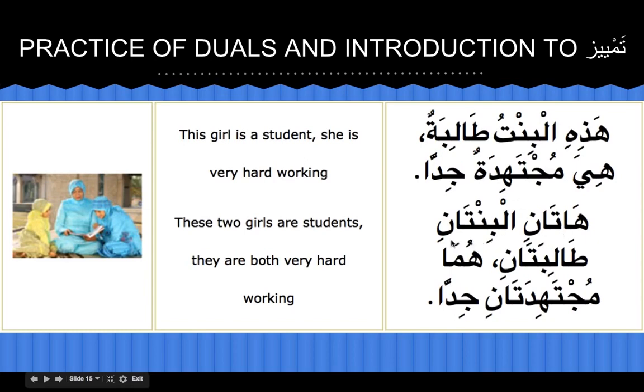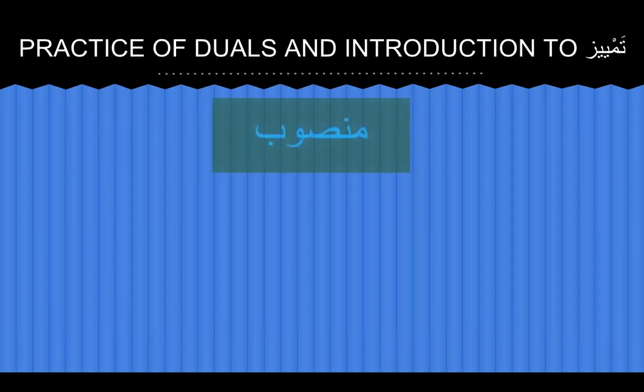Hatanil bintani, these 2 girls. Talibatani, students, the 2 students. Huma mujtahidatani jiddan. So what do we see here? Jiddan. Jiddan is a mansoob form, which means very. So we're going to understand a little bit about mansoob forms.